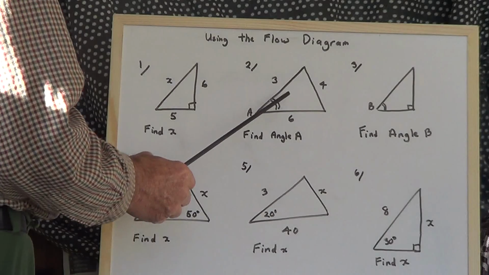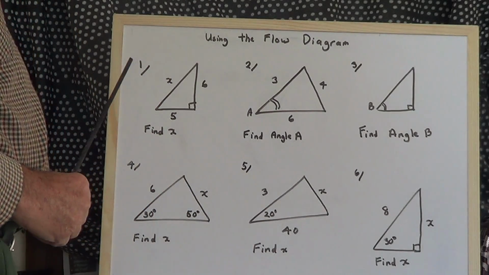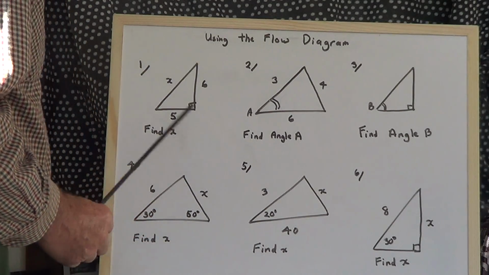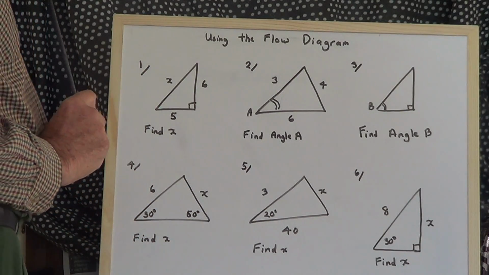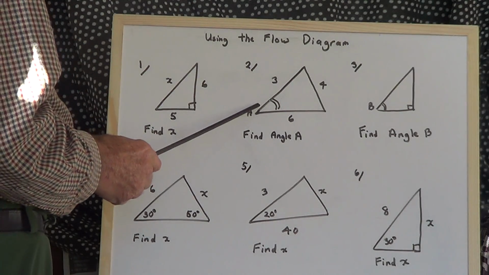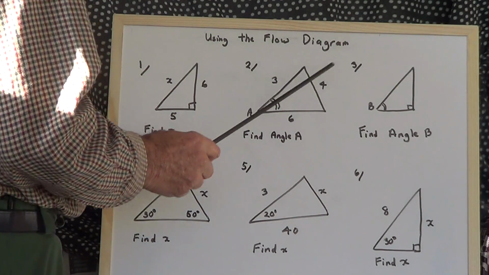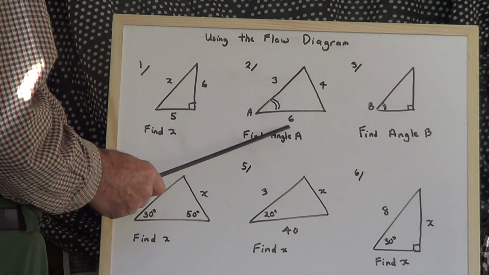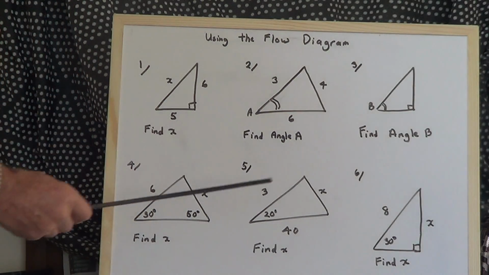Next one, you look at the triangle, does it have a right angle? No. So we go and we ask ourselves question 3, which is, do you know a side and the opposite angle? And the answer is no. You don't know any angles. So that must be the cosine rule.